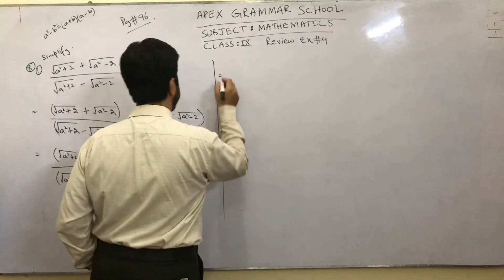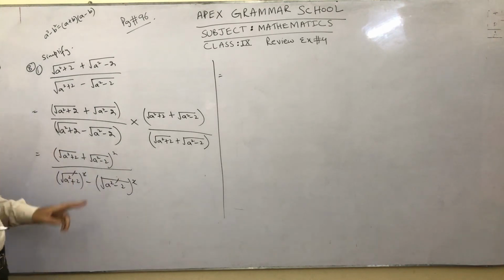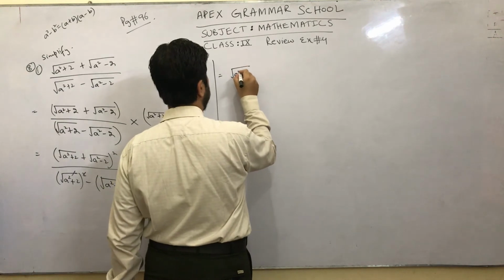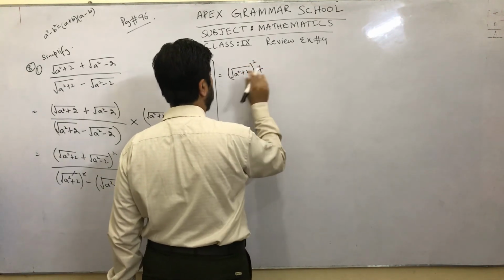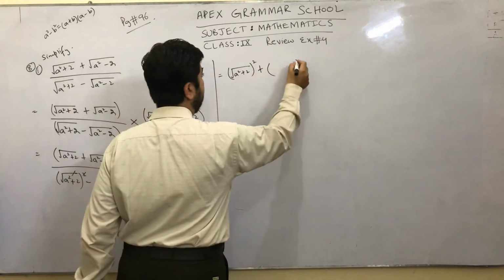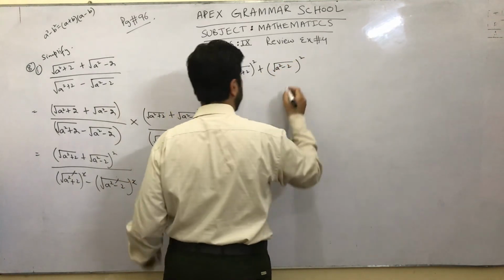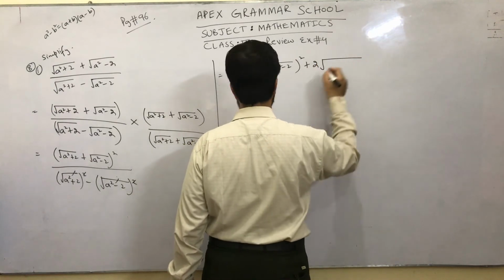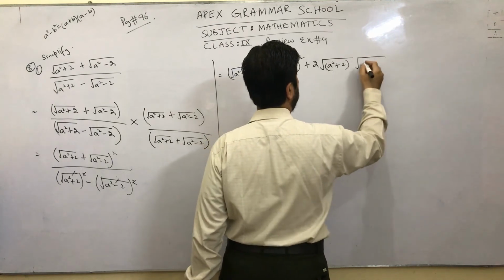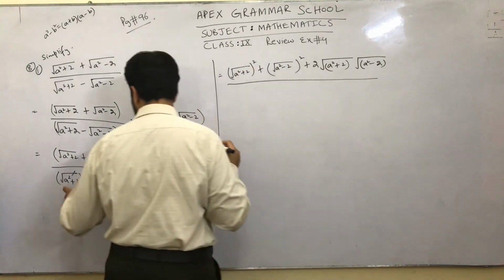What is a plus b whole square? That is a square plus b square plus 2ab. So I am opening this formula, that is square root a square plus 2 whole square, this is a square, after that plus, and again b square, meaning square root a square minus 2 whole square plus 2ab, square root a square plus 2 and square root a square minus 2, and in the denominator a square plus 2.